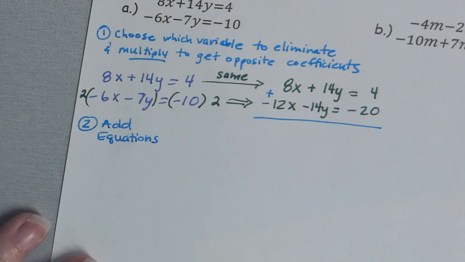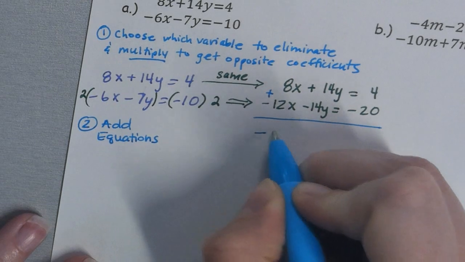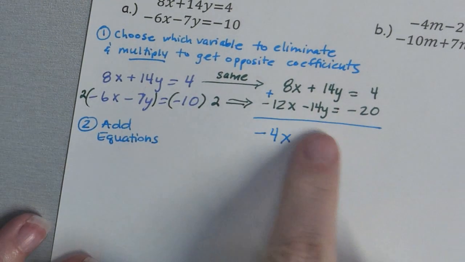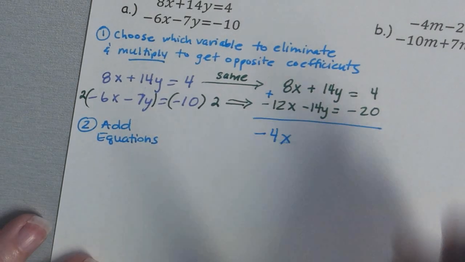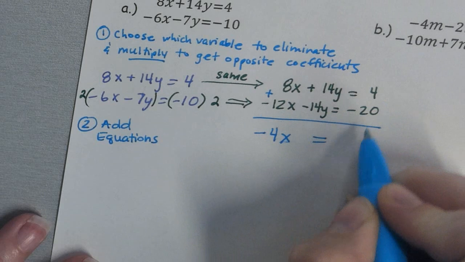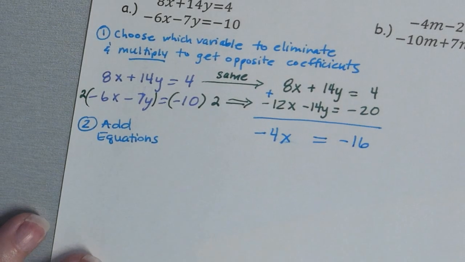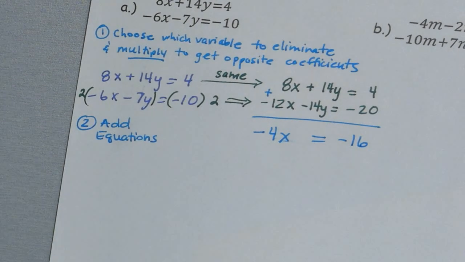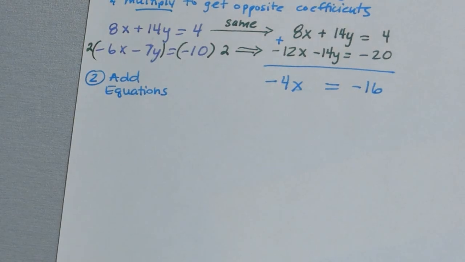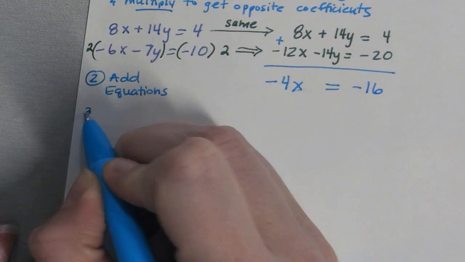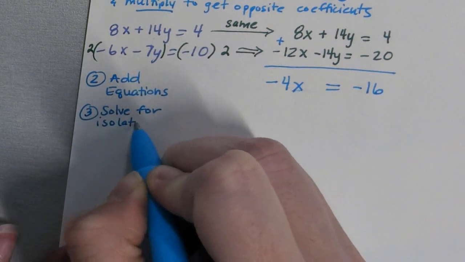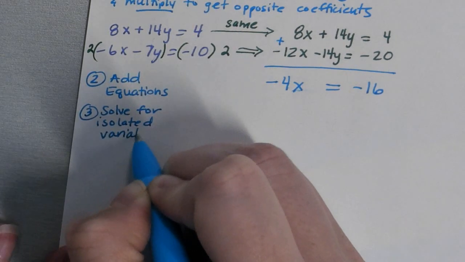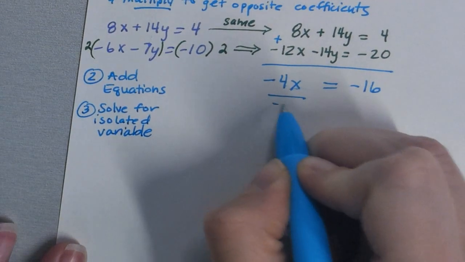Okay, so what's 8 plus negative 12? Negative 4x. And if you did your elimination right, 14y and negative 14y should cancel out, so you won't have any more y's. And then 4 minus 20 is negative 16. And then you're just left with a one-step algebra equation. This is what we're doing in step 3: solving for the isolated variable. And you chose what variable you were isolating.